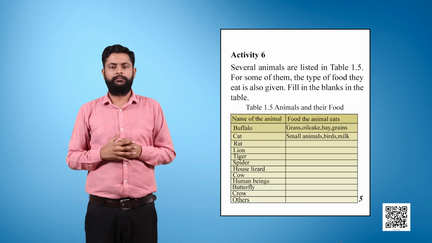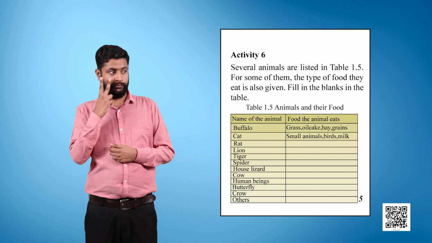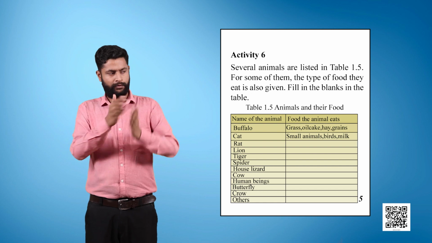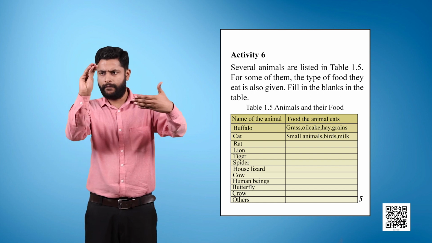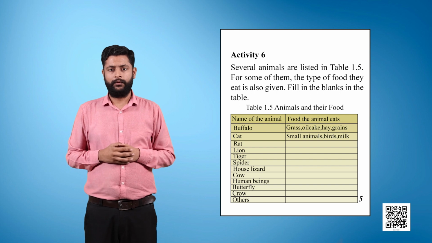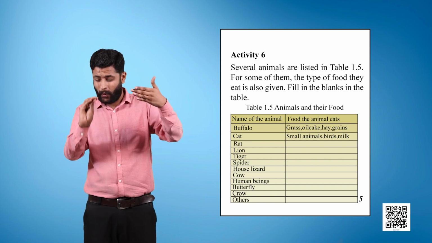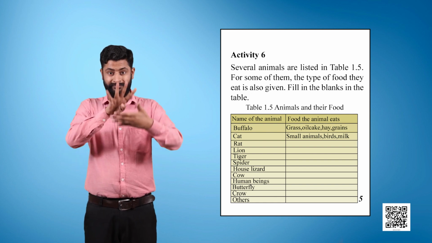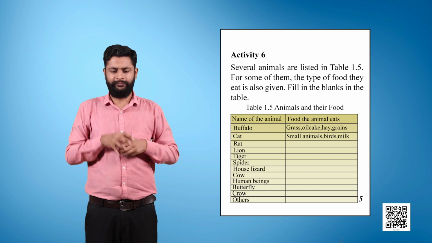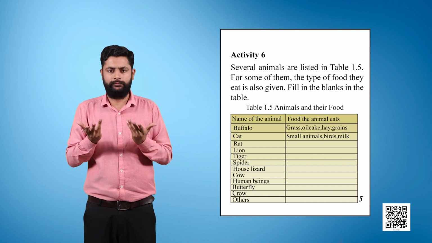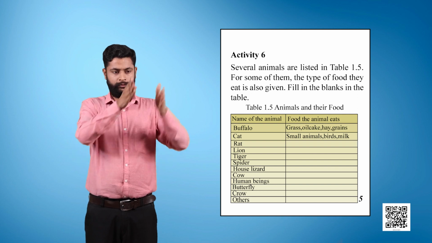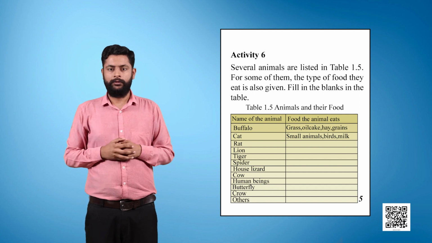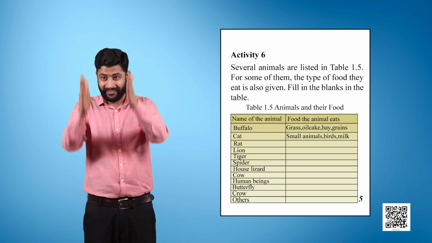Activity 6. Several animals are listed in Table 1.5. For some of them, the type of food they eat is also given. Fill in the blanks in the table. Table 1.5. Animals and their food. There are two columns: name of the animal and food the animal eats.